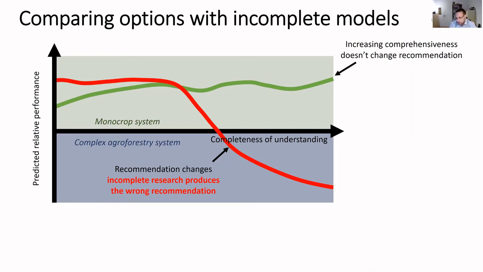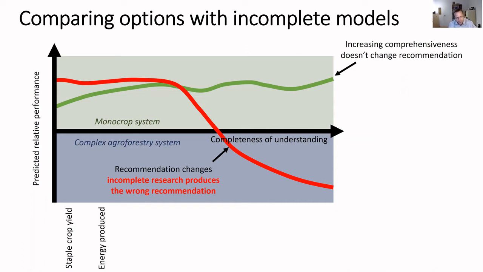Now, is this completely unrealistic? Does something like this happen? I think it quite often does, especially in this kind of example, because many studies on agroforestry systems basically just look at the maize yield from the system, or the wheat yield, or whatever it may be. And this is usually better in the monocrop system.